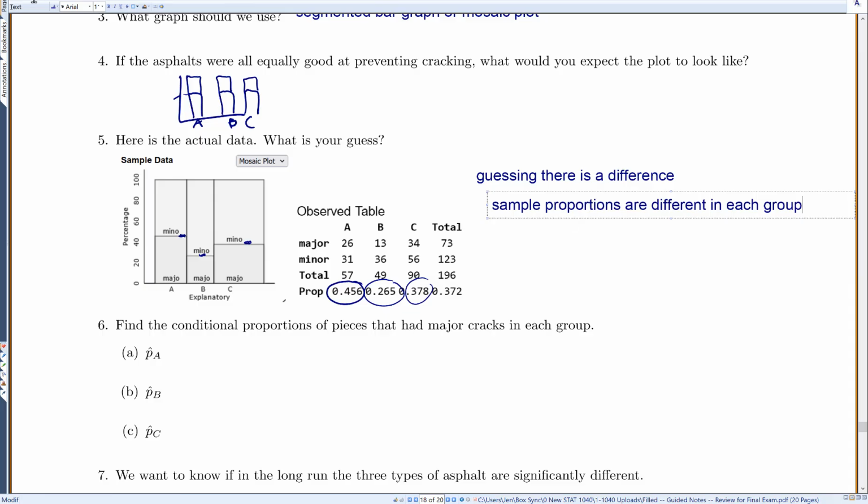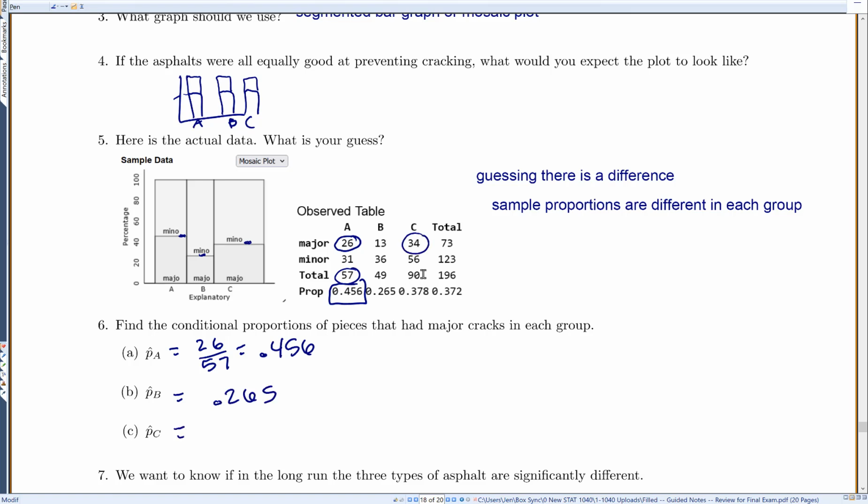Let's find the conditional proportions of the pieces that had major cracks in each group. So we're going to go to type A. There were 26 that had major cracking out of 57. So 26 divided by 57, and that gives me 0.456. You could just read it right off of that. For type B, its sample proportion is just 0.265. And for group C, we do 34 out of 90, so we get 0.378.